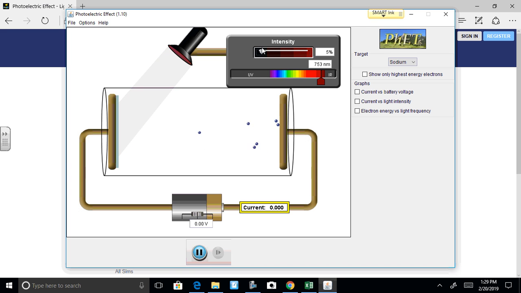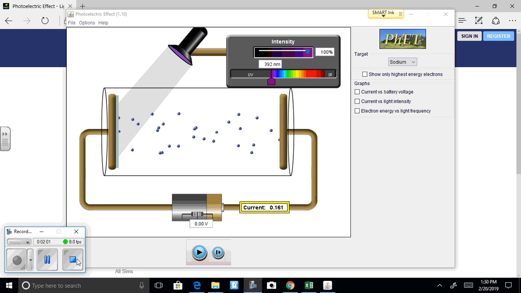at 10%, the red wavelength at 100% intensity, brighter, and then we're going to go back to the blue wavelength at 10%, and what you notice there versus the blue wavelength at 100%.